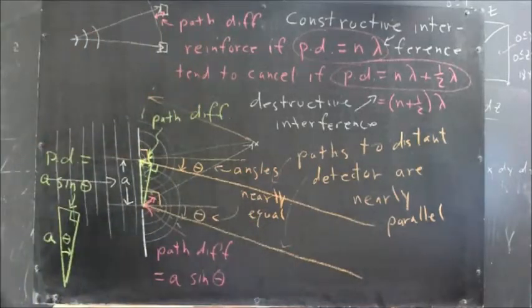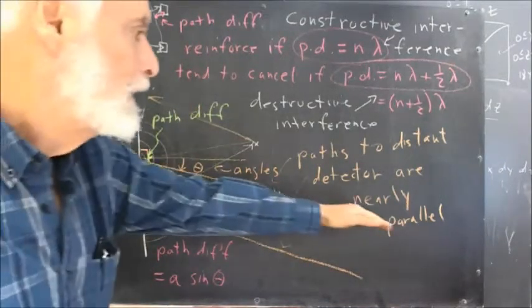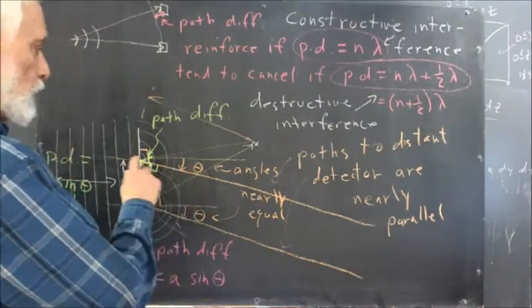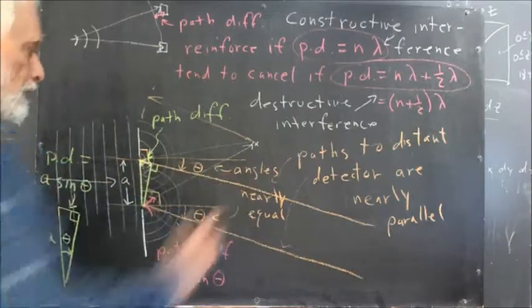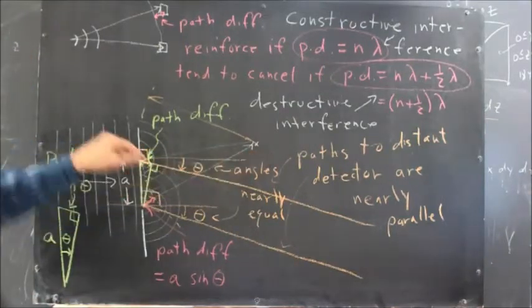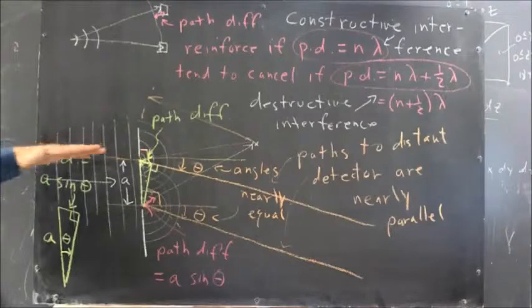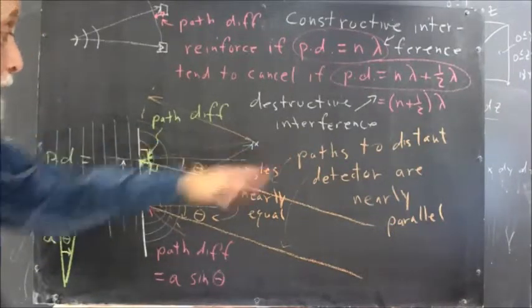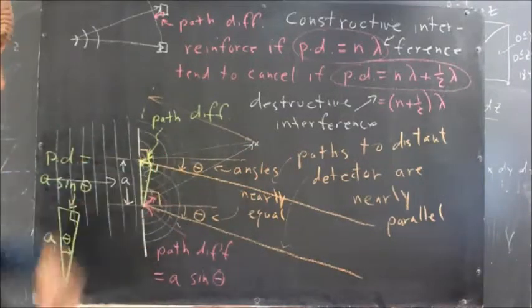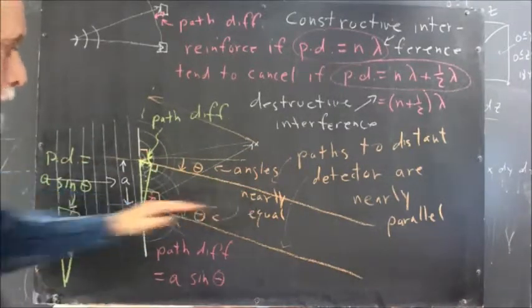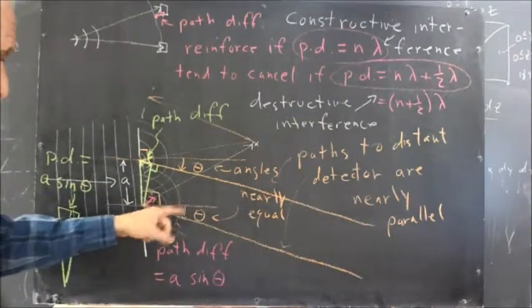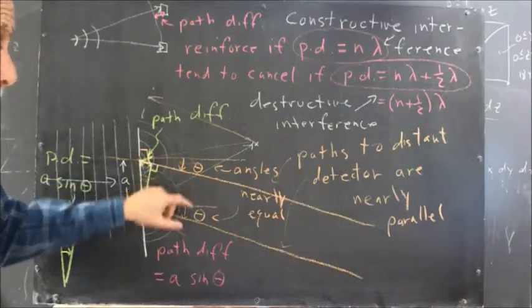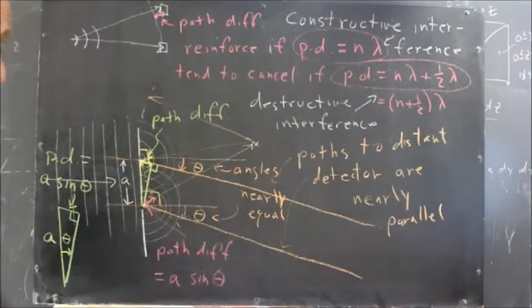So we can say that the path to the distant detector from this point makes angle theta with the normal direction. I've drawn a normal direction, perpendicular to this wall, coming out here, and I measure theta with respect to that. And similarly down here, the normal direction and theta measured relative to that. These angles will be nearly equal, so we'll call them both theta.